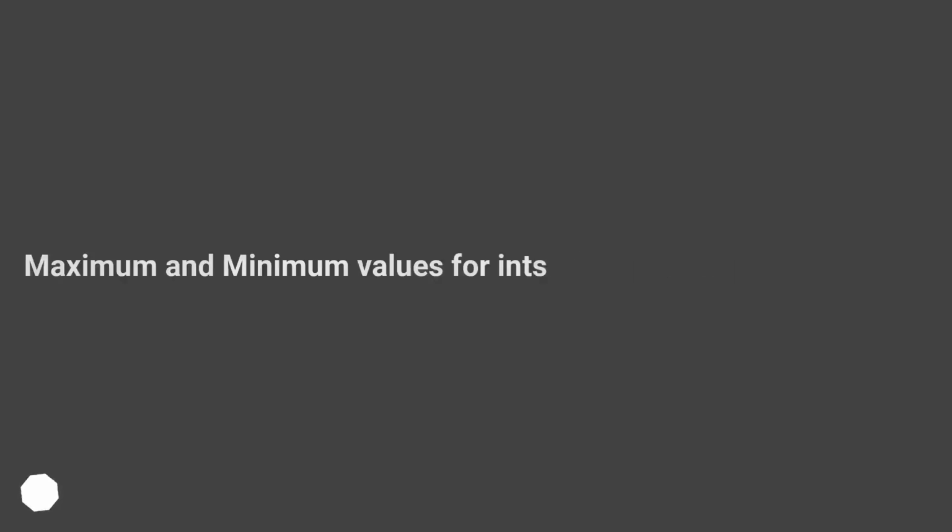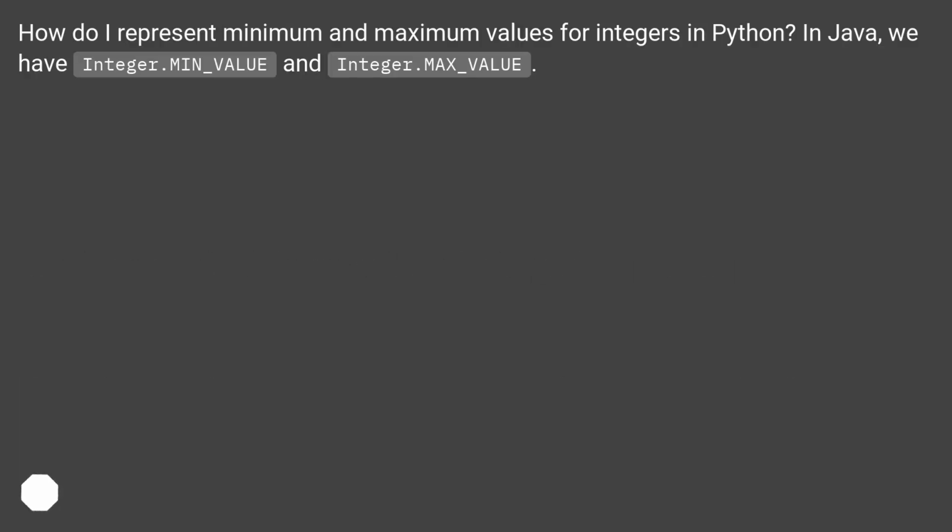Maximum and minimum values for ints. How do I represent minimum and maximum values for integers in Python? In Java, we have Integer.MIN_VALUE and Integer.MAX_VALUE.